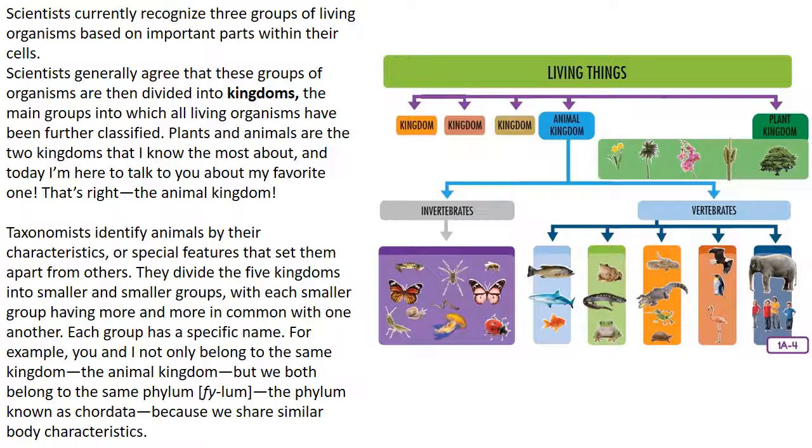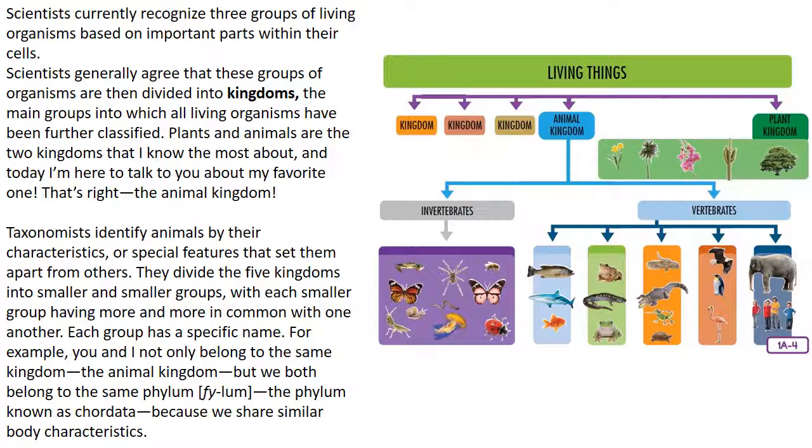Plants and animals are the 2 kingdoms that I know the most about, and today I'm here to talk to you about my favorite one. That's right, the animal kingdom. Taxonomists identify animals by their characteristics or special features that set them apart from others. They divide the kingdoms into smaller and smaller groups, with each smaller group having more and more in common with one another. Each group has a specific name.